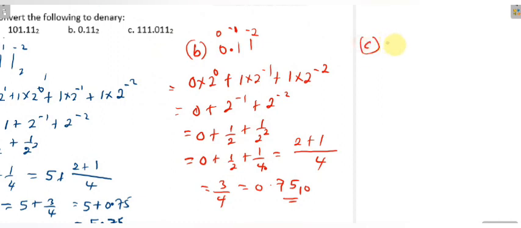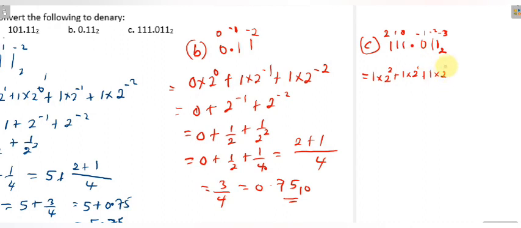So let's take the final part. For C, we would have 111.011 base 2. So I'm going to write, starting from here, 0, 1, 2, minus 1, minus 2, minus 3. So this will be equal to 1 times 2 raised to power 2, plus 1 times 2 raised to power 1, plus 1 times 2 raised to power 0, plus 0 times 2 raised to power minus 1, plus 1 times 2 raised to power minus 2, plus 1 times 2 raised to power minus 3.